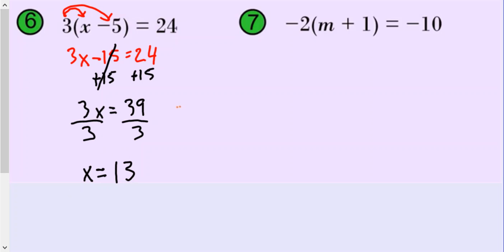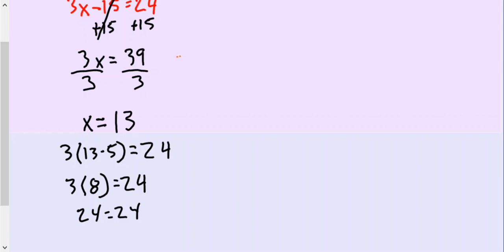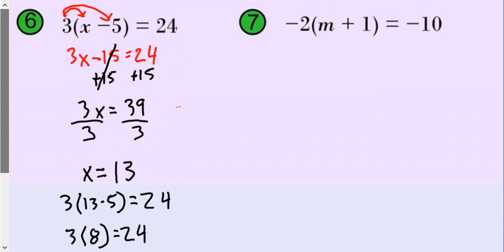Now let's check that real quick. And we can plug it in. We get 3 times 13 minus 5 equals 24. And 13 minus 5 is 8. And 3 times 8 equals 24. So our solution is correct. X is equal to 13. Make sure you have this example written down in your notes, and then we'll move on to the next one.